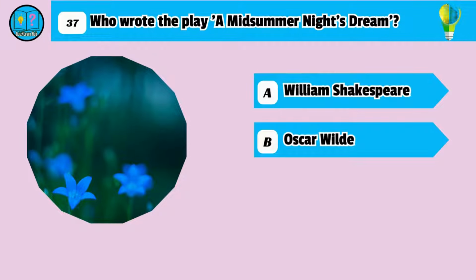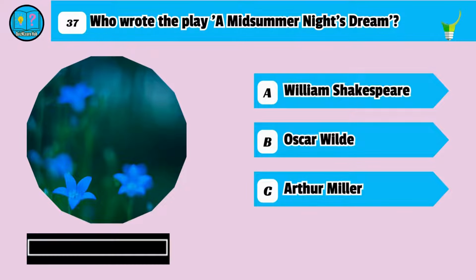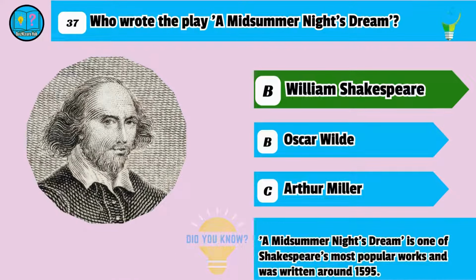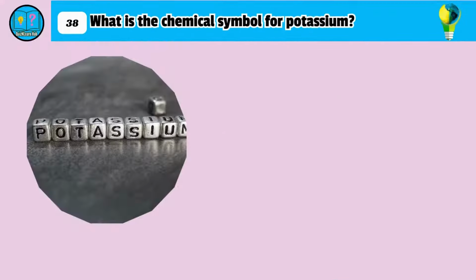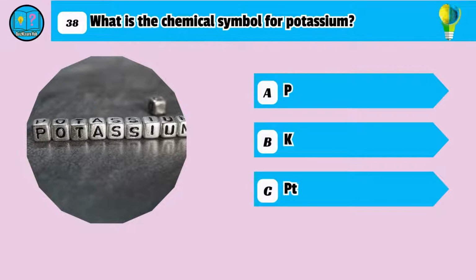37. Who wrote the play A Midsummer Night's Dream? William Shakespeare, Oscar Wilde, Arthur Miller. William Shakespeare. A Midsummer Night's Dream is one of Shakespeare's most popular works and was written around 1595. 38. What is the chemical symbol for potassium?